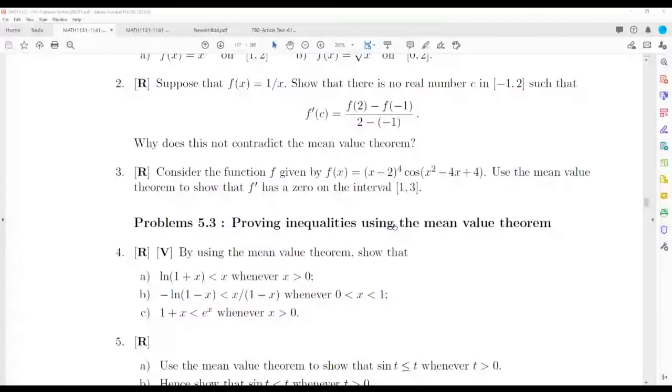All right. So question 3. Consider the function f given by this crazy function. Oh my goodness. Use the MVT to show that f dash has a 0 on this interval. Okay, so let's have a look.